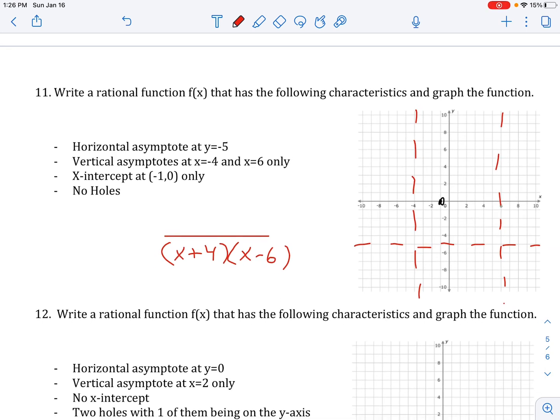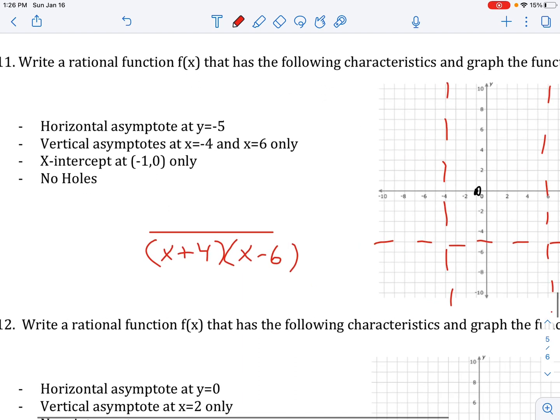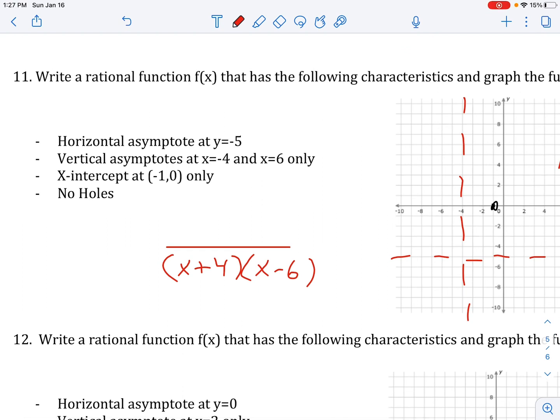We also know this has a horizontal asymptote at y equals -5. So that means that the degree of the top and the degree of the bottom have to be the same. So since the bottom is x squared, the top must be an x squared, or second degree, but our leading coefficients must be -5/1.